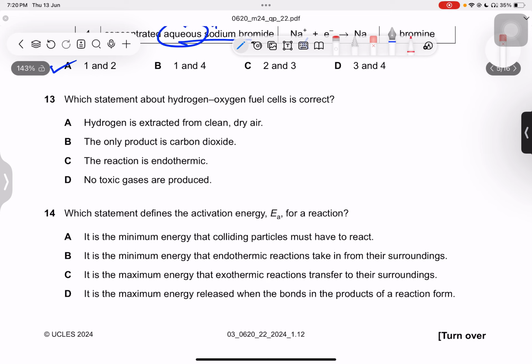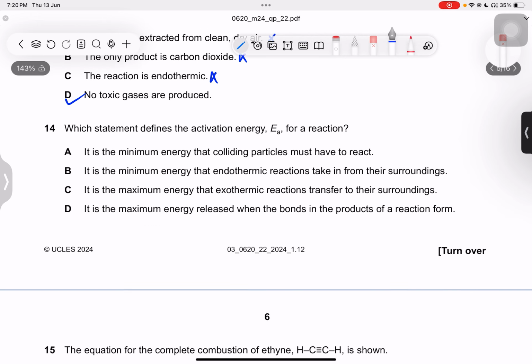Which statement about hydrogen oxygen fuel cells is correct? Hydrogen is extracted from clean dry air. No, it is extracted from cracking hydrocarbons. The only product is carbon dioxide. No, the only product is water. The reaction is endothermic. No. No toxic gases are produced. Yes, only water is produced as a waste material.